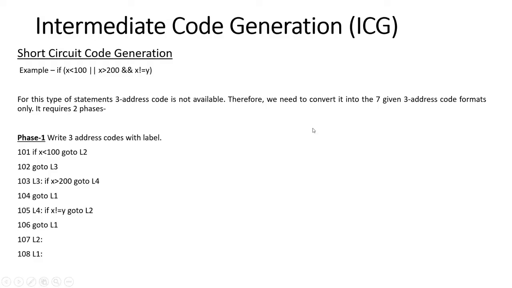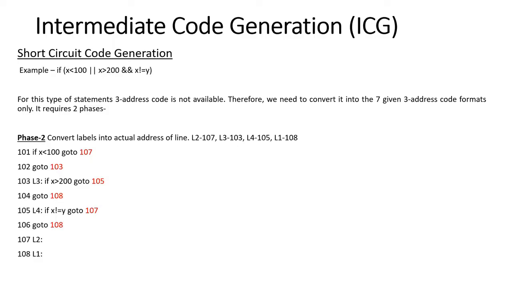We have already studied that we use short circuit code generation for the Boolean expression, which requires two phases. In the first phase, we give labels to the jumping statements, and in the second phase, we replace the labels with the addresses of the Boolean expression lines. The problem with this technique is that it takes a lot of time and space to convert the Boolean expression into three address code. To remove this problem, we use a technique called the backpatching process.